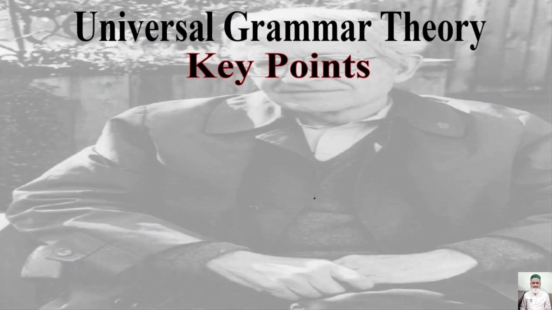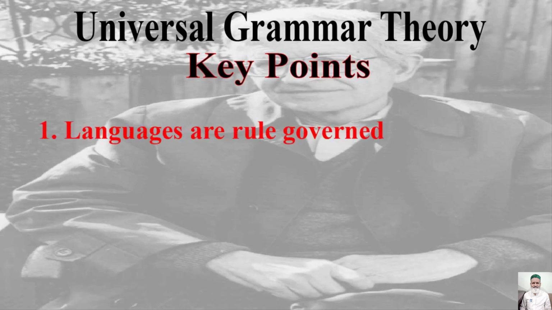Let us go forward to universal grammar. Its first point is languages are rule governed. Chomsky says that languages are rule governed. Every language has some rules which govern that language. It is a very simple rule. I'm sure it is clear to you.